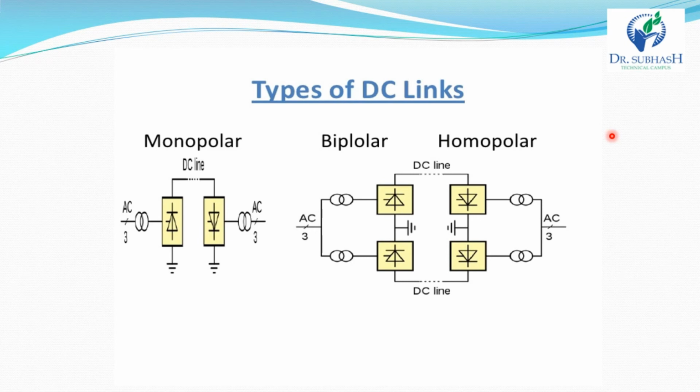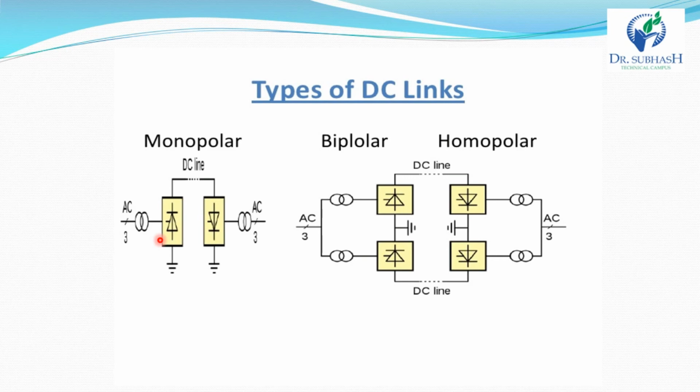Here in the figure we see the monopolar DC line. Now, the bipolar link. The bipolar link has two conductors, positive and negative with respect to the ground, and the ground does not carry any current. There are two converters, one on each side, and they are connected in series. In the figure we see the bipolar type HVDC system.